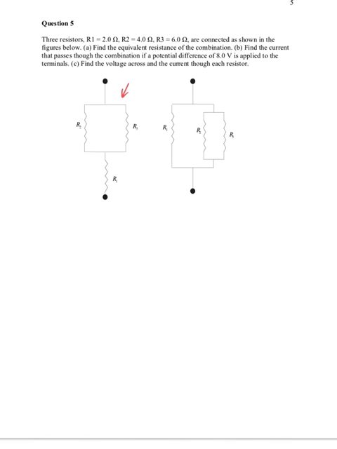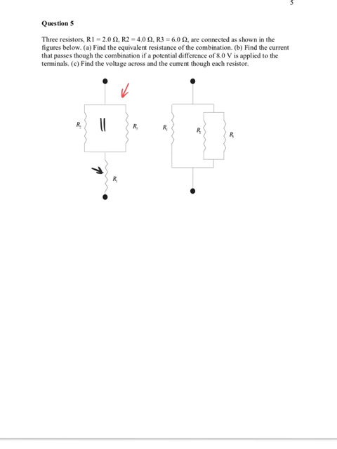You actually have a couple of resistors, R2 and R3, in parallel, so these guys here are in parallel, and then they're in series with this one here, R1. So we should be able to find, first of all, this is what we always do, the equivalent resistance of the combination. So what's the total resistance of that circuit?